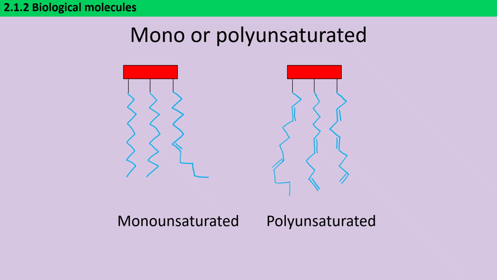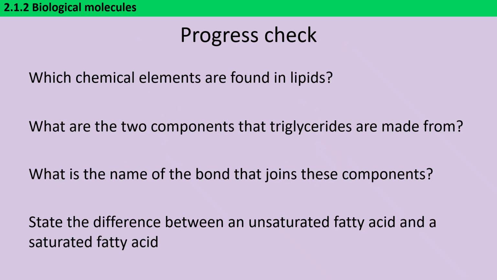We can also categorise unsaturated lipids further based on whether they have just one double bond and are monounsaturated, or whether they have many double bonds and are polyunsaturated. Pause the video while you recap what we've covered so far.